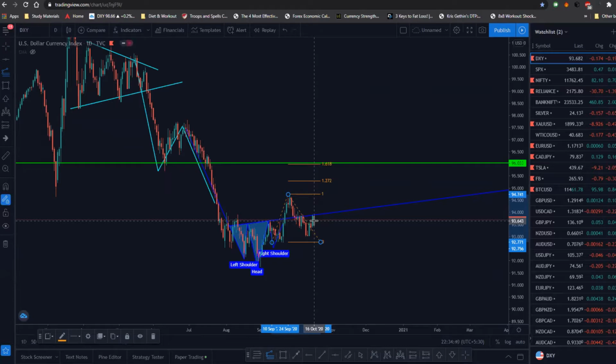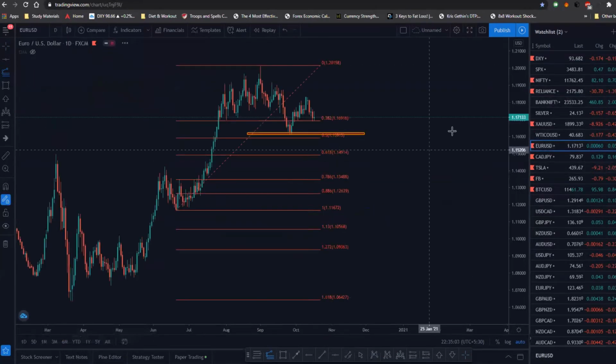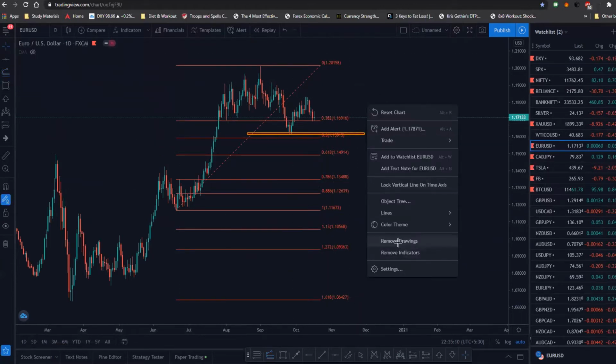What that means is most probably almost all the dollar pairs will go up. That means EURUSD will go down, and GBPUSD will go down. USDJPY might go up, okay, and USDCAD can go up. But out of all those things, I am interested in EURUSD. Now I'll tell you why. I've already done the analysis, that's why you're seeing all this. So let me remove this drawing.